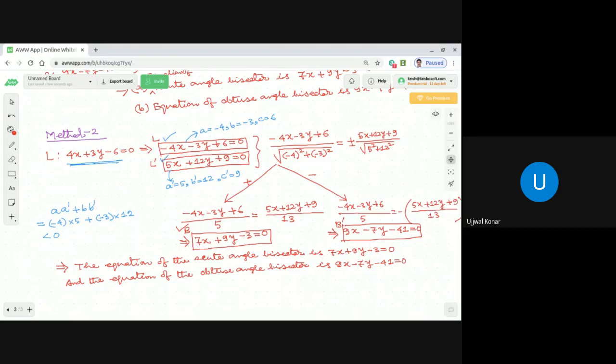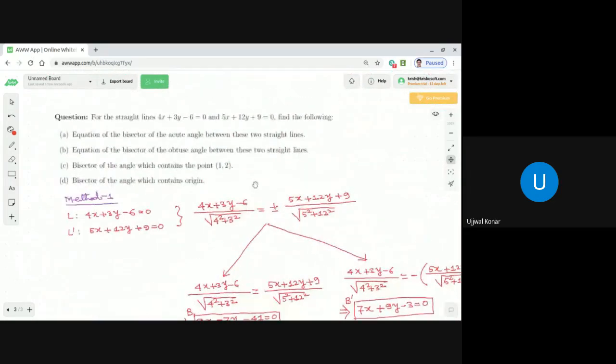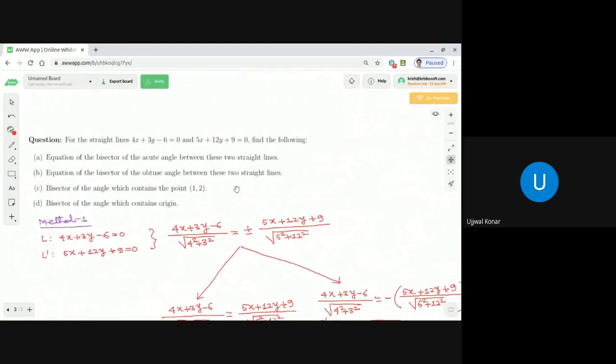Now let's come to part C and part D of that question, which we can do here itself. We need to find the bisector of the angle which contains the point 1, 2. So by the way, let me write it here. This we took as plus 1, this is minus 1. Let me use a different color pen. So we are going to solve this particular question now.